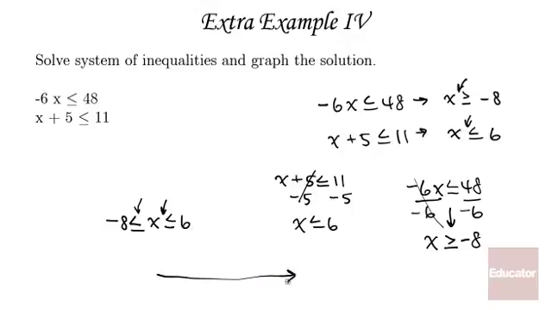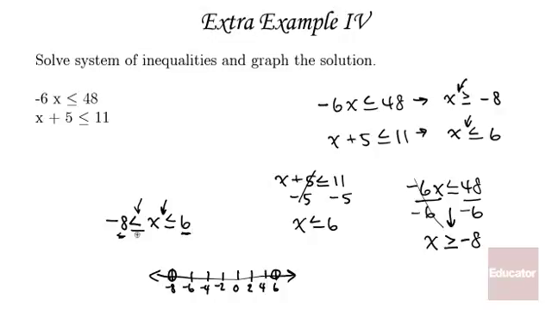Now let's go ahead and graph it. We have 6 up here. I'm going to count by 2's. 4, 2, 0, -2, -4, -6, -8. And we have a circle around -8 and a circle around 6.